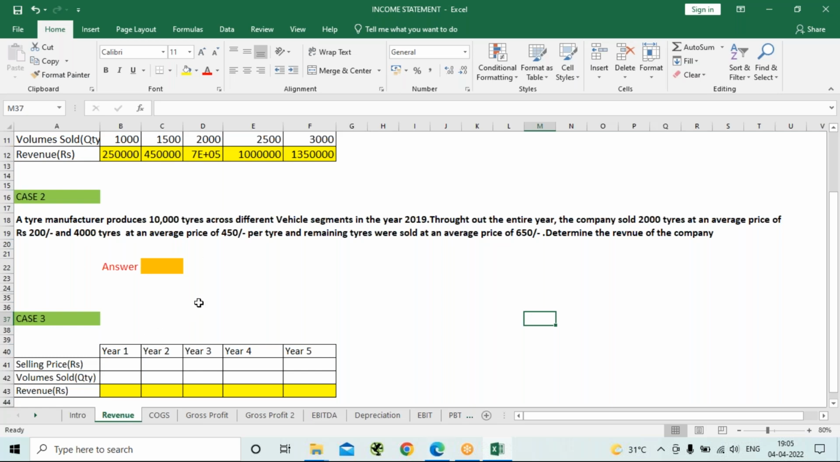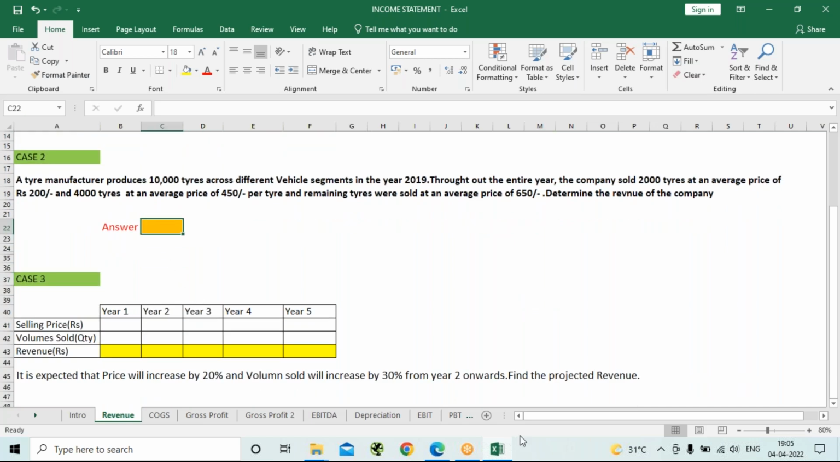Let me give you the answer. It equals, in that total of 10,000 tires, 2,000 tires into 200, plus 4,000 into 450, and plus the remaining number of tires, which is calculated at 650 rupees. Can anyone find that out? 4,000 tires, yes ma'am, 4,000 tires. So this is the revenue that has been earned.